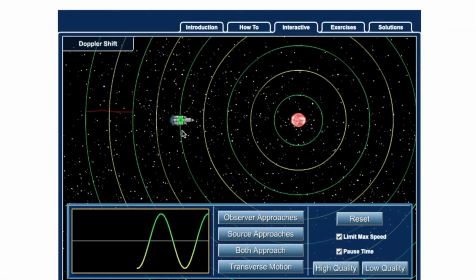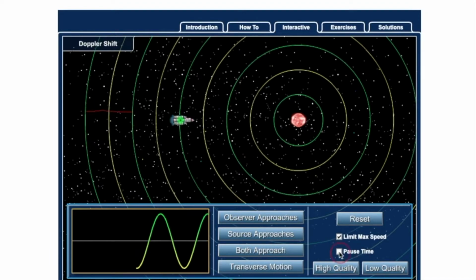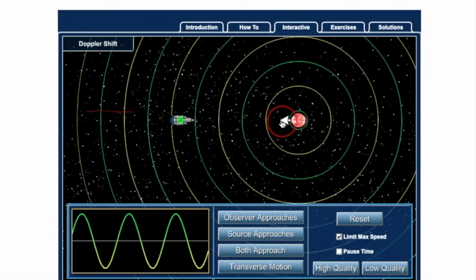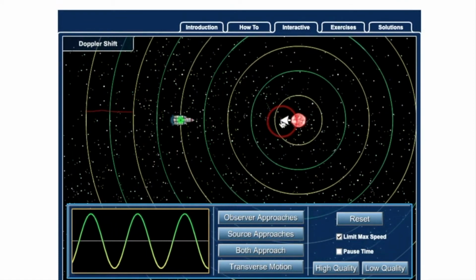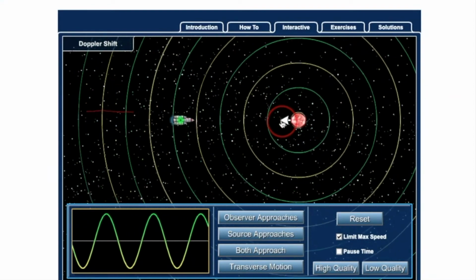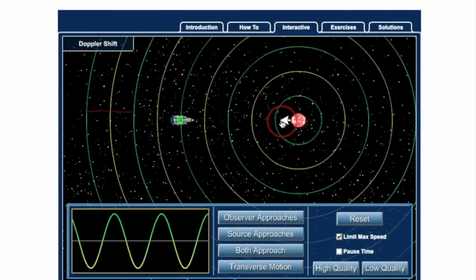I'll have the source here act like the car horn. I'll have the star approach the spaceship, and we'll see what happens from the perspective of the spaceship. So I'm going to unpause this, and I'm going to have the star move in the direction of the spaceship. I want you to just watch for a second before I let this go: the steady pattern of waves that is being emitted. There is a constant frequency.